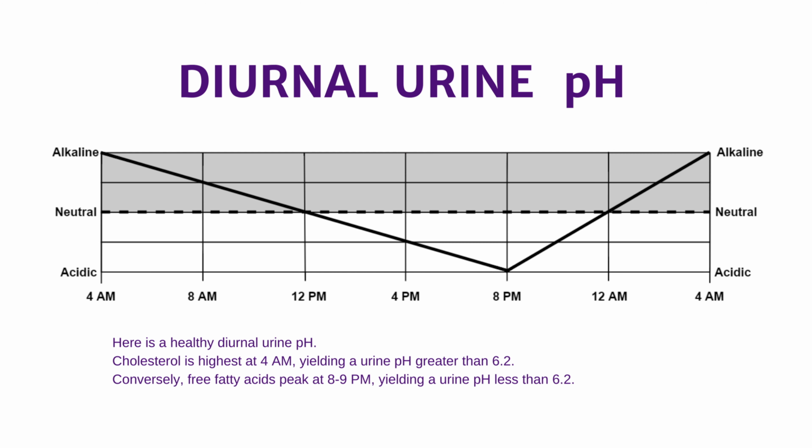Here is a healthy diurnal urine pH. Cholesterol is highest at 4 a.m., yielding a greater than 6.2 urine pH. Conversely, free fatty acids peak at 8 or 9 p.m., yielding a urine pH less than 6.2.